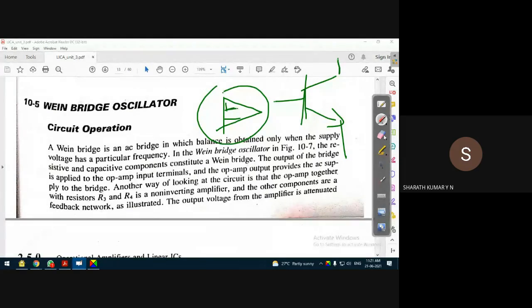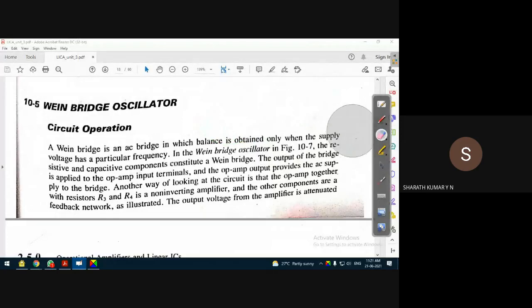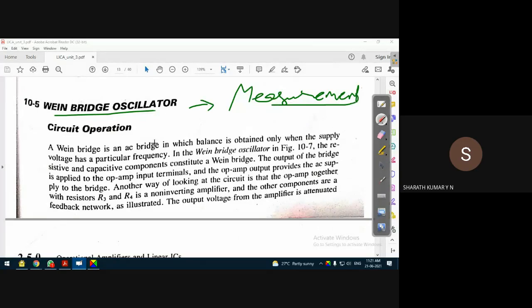Okay, so Wien bridge oscillator. Of course, I think you discussed this. You studied Wien bridge oscillator in your measurement course. That is using passive components. But here we are making use of an active component, that is op amp as an amplifier.